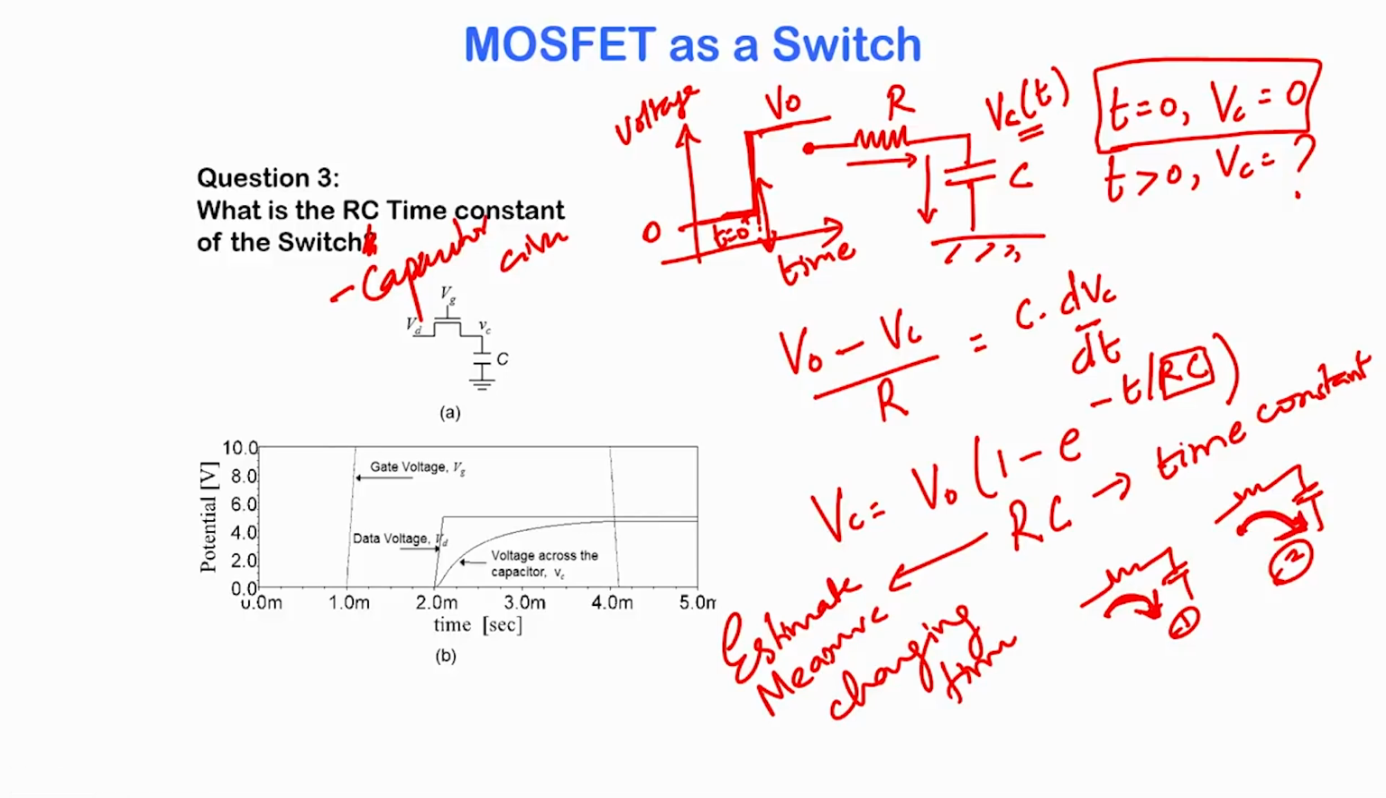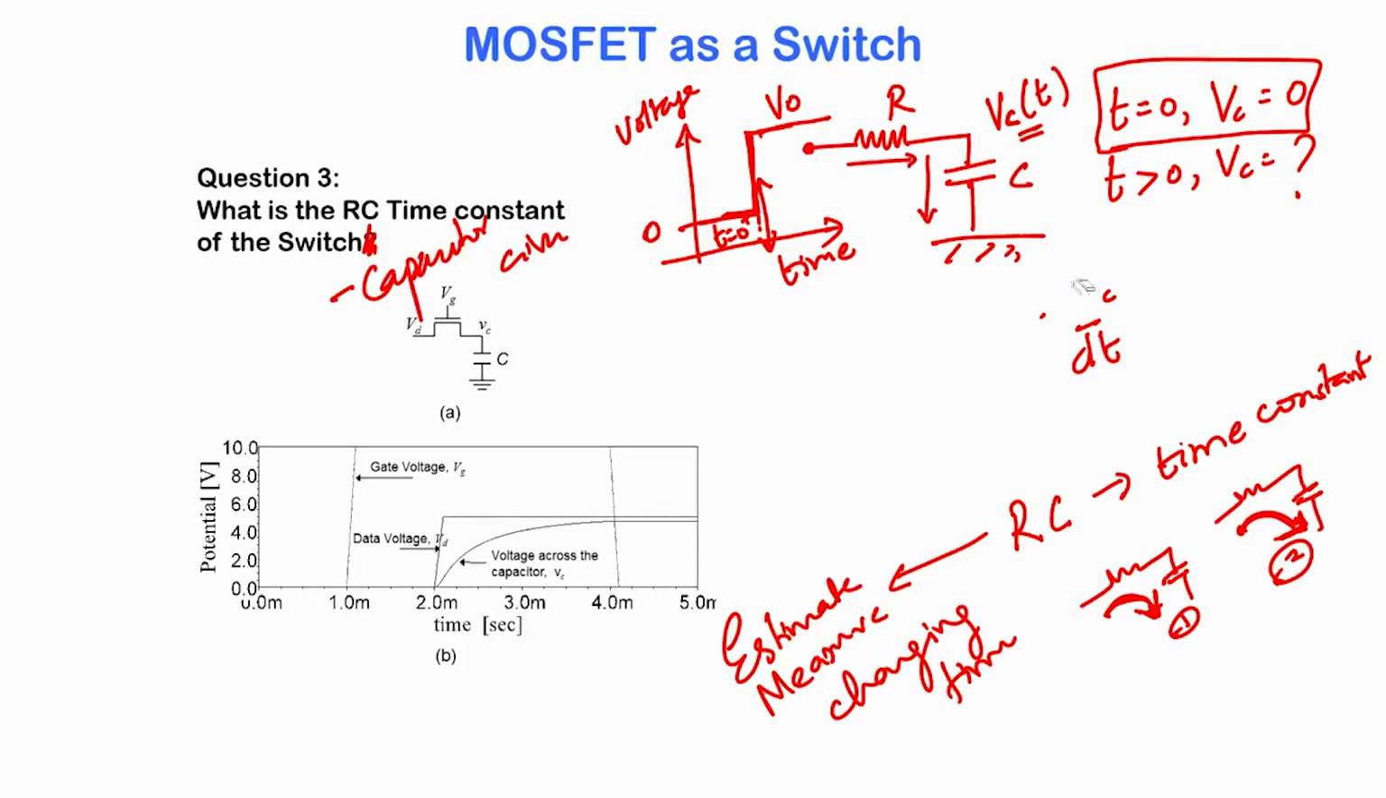It is not the total time taken to charge the capacitor. The total time taken to charge the capacitor is the time taken to bring Vc equal to V naught, and that is technically infinite. You need infinite time to charge the capacitor. So, the RC time constant is not the total time taken to charge the capacitor, it is just a measure or an estimate of the delay or the time taken during charging. Is the capacitor charging fast or slow compared to another capacitor? That is the answer it gives you.